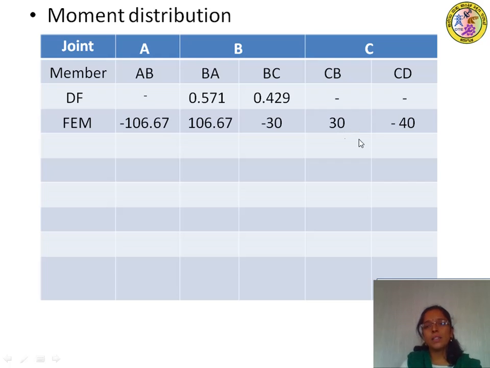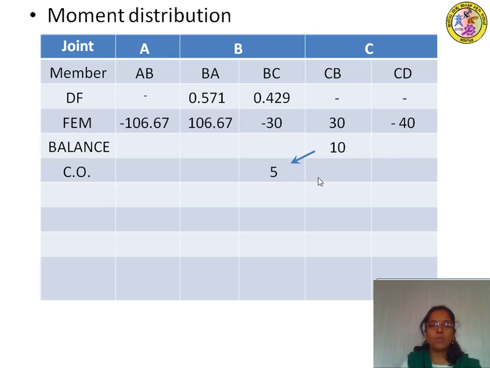How to balance joint C: the summation of moments at joint C should be 0. Therefore, if this is minus 40, to make it 0 we have to add plus 10 so that we make it plus 40. So plus 40 minus 40 will be 0. As soon as you apply a moment of 10 at CB, half of the moment will be carried over to the far end, from CB to BC. Half of 10 is 5.